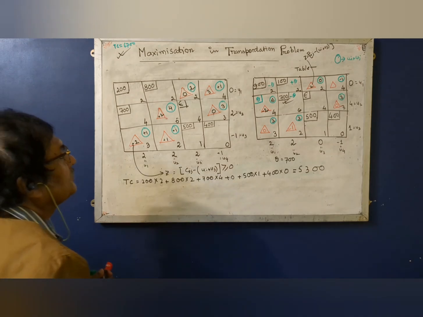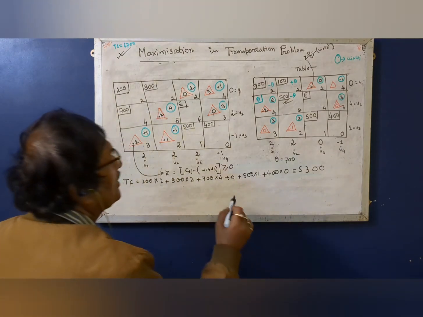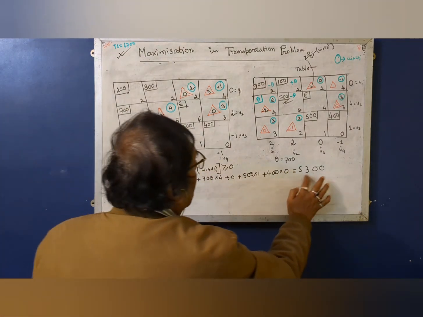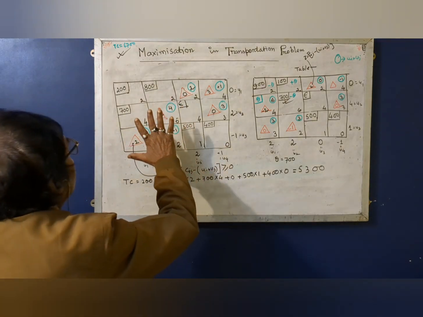And this is the advantage of the MODI method. If you move step by step, then finally you will reach the best solution where the cost will be minimum. But this is not our solution. Our solution is maximization. That means you have to go to the original profit table.